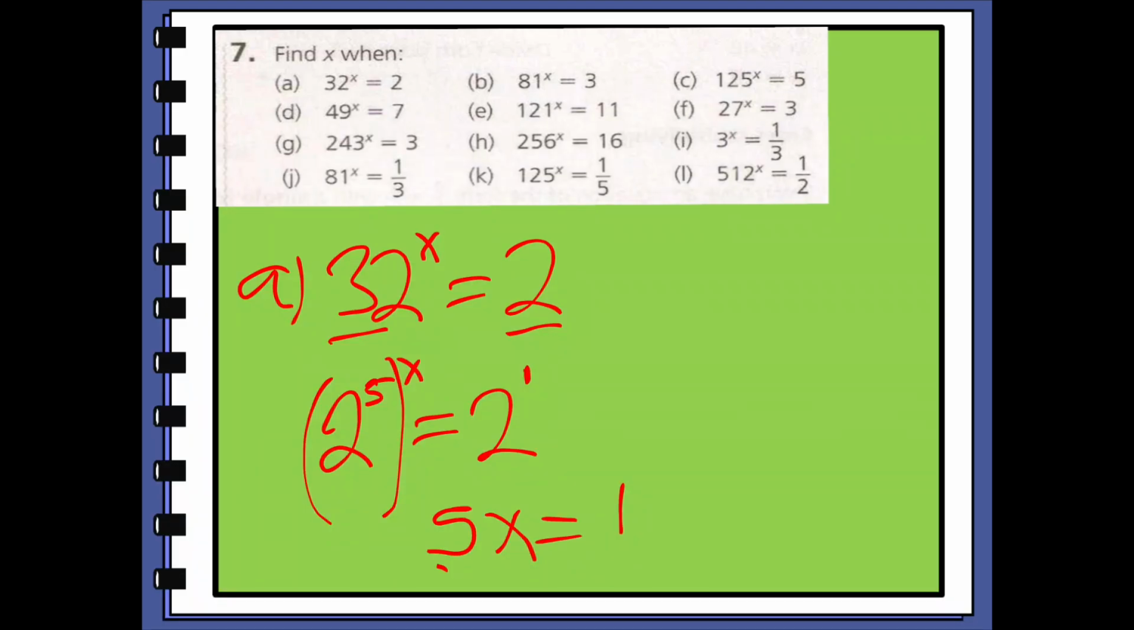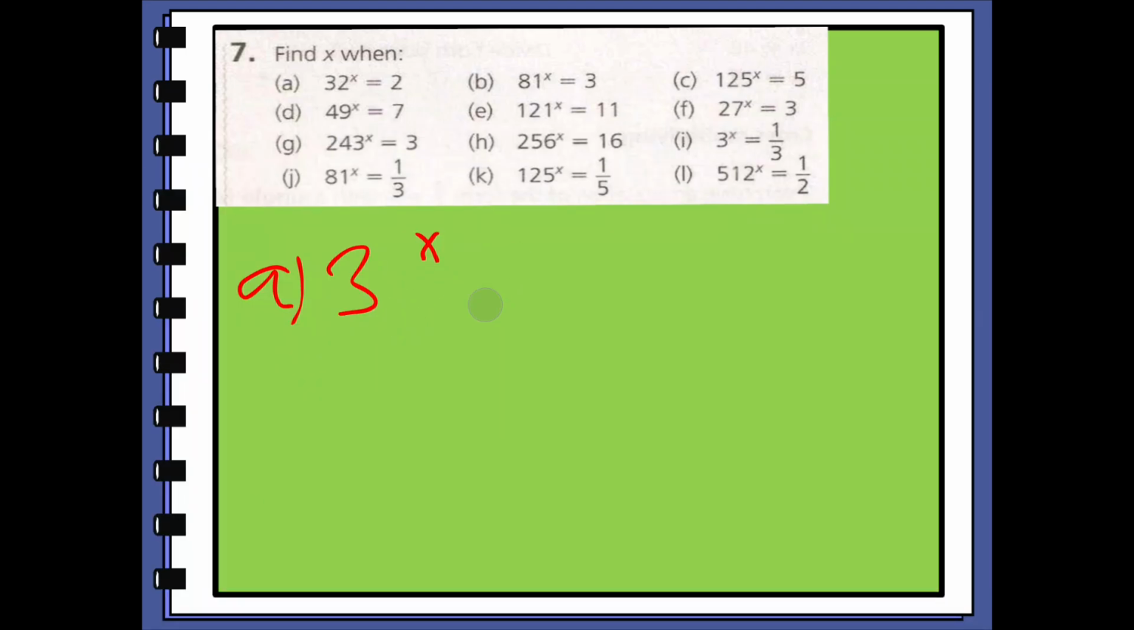So to find x, you divide both sides by 5, so that the 5s will cancel each other, making x equals 1 over 5. So that is x for A. Just to run you through, the first step is to make the base the same, and then you work out the powers to calculate the value of the letter.